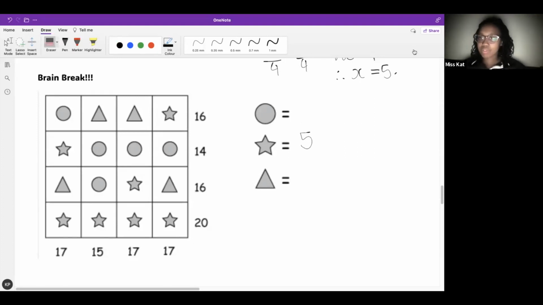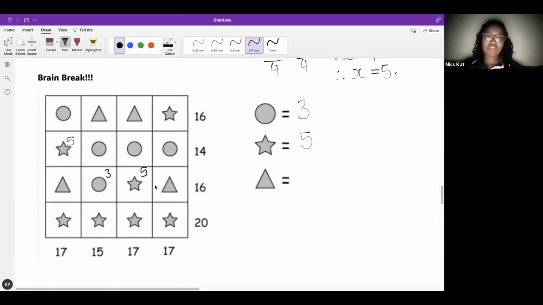Let's see what we come up with. Hi, Bo. Oh, there we go. Circle is 3. I'm guessing we used this one that says star plus circle is 14. Because if the star is 5, that means these 3 have to equal 9. So then one of them is 3. Nice.